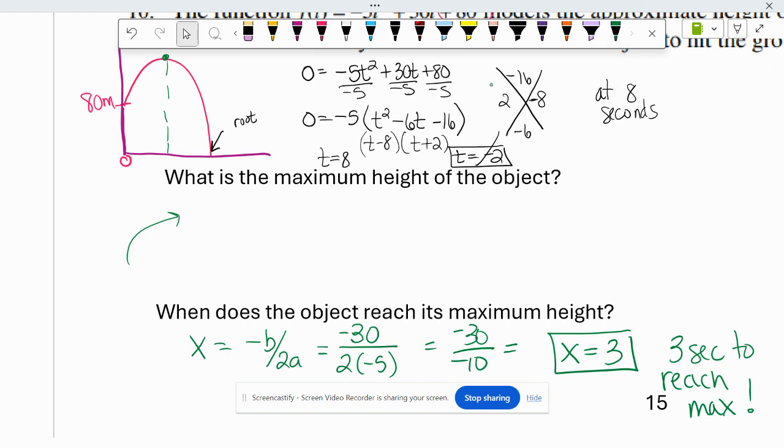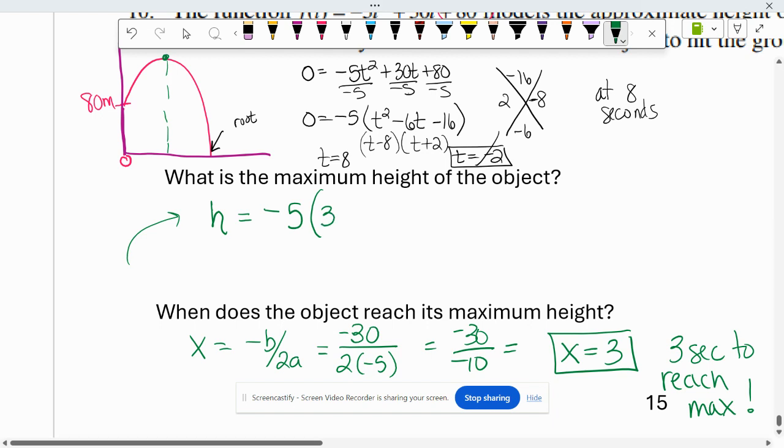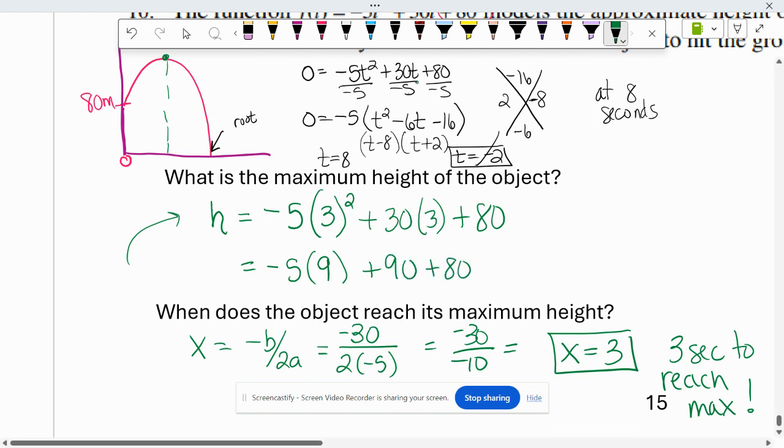What is the maximum height? Well, I'm trying to figure out what my height is when my time is 3. So that's negative 5 times 3 squared plus 30 times 3 plus 80. So let's see. Negative 5 times, what is 3 squared, Yvonne? What is 3 times 3? 9. So I have negative 5 times 9 plus, let's see, 30 times 3 is 90 plus 80.